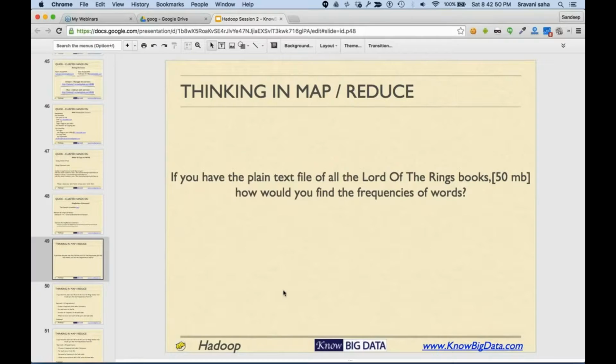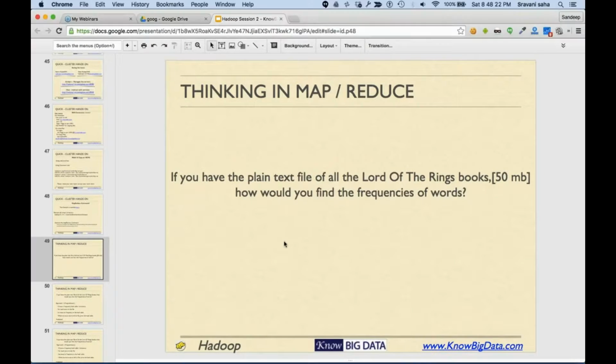All right, so the question to all of you is: let's say you are given a huge plain text file and you just have to find out the unique words and their frequencies, or distinct words along with their frequency, meaning how many times a particular word has occurred in a book.